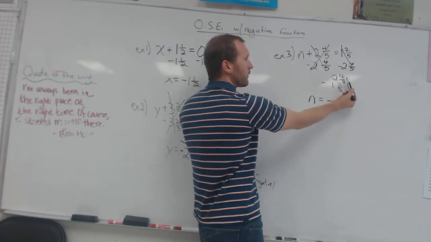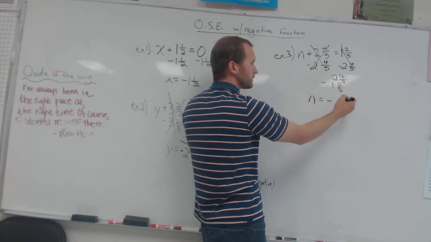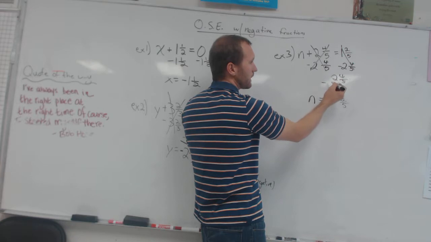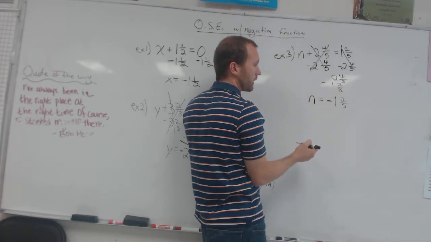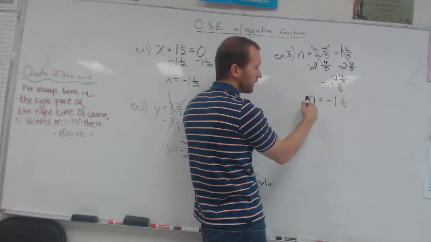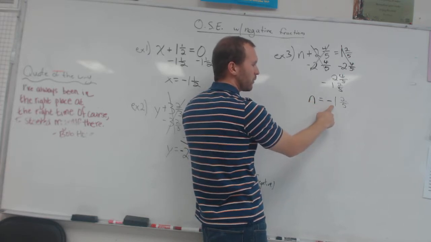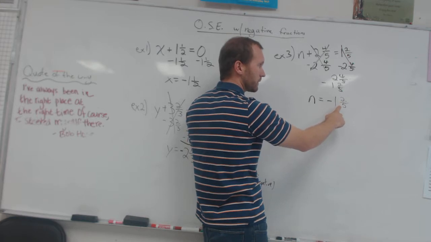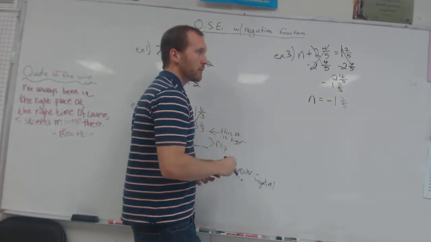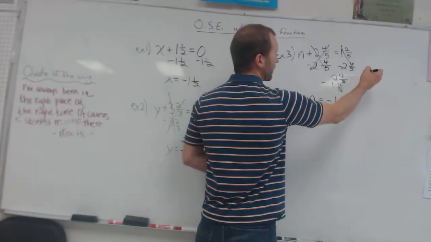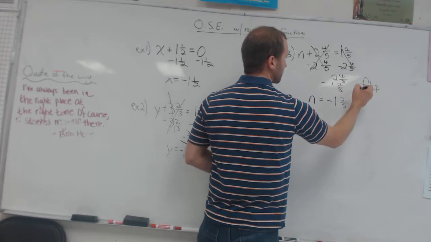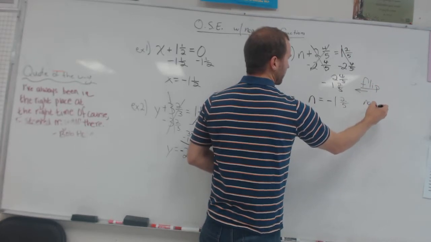Now look, 4/5 minus 2/5 is 2/5, and 2 minus 1 is 1. Going too fast. So my answer, I know you're still writing, my answer is negative 1 and 2/5. So as you write this, what you might want to do is write what we did, right? Flip, and then negative answer.